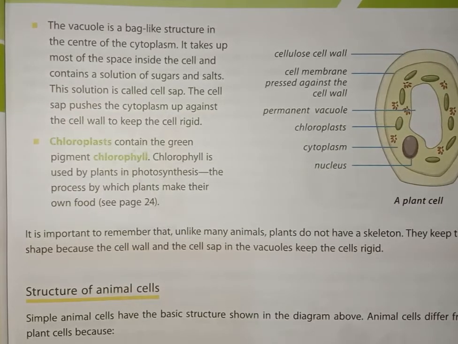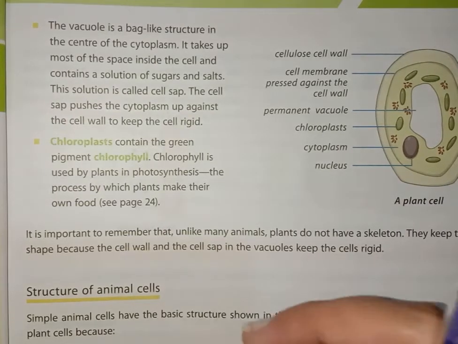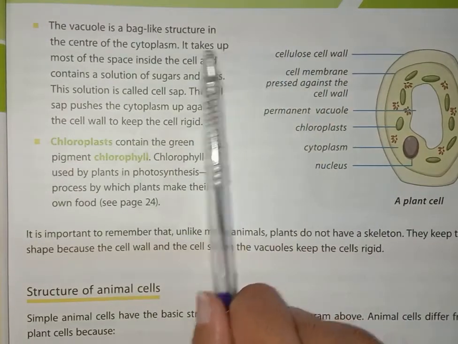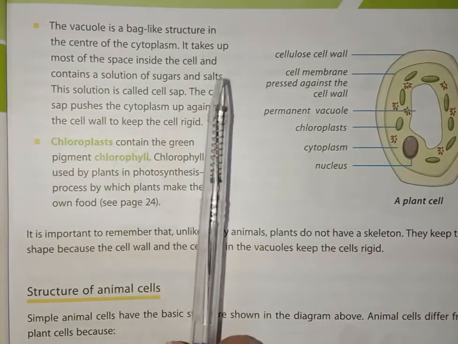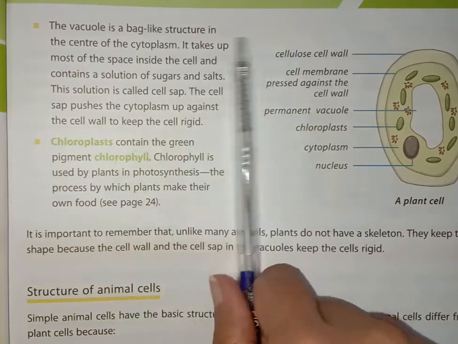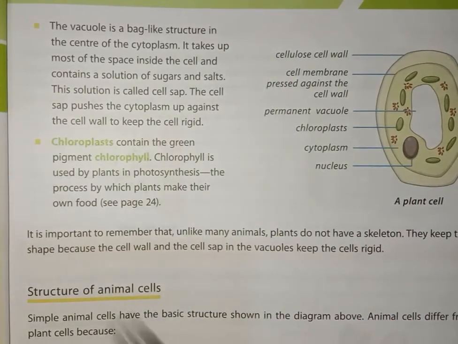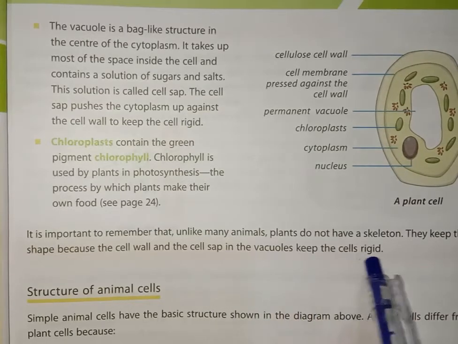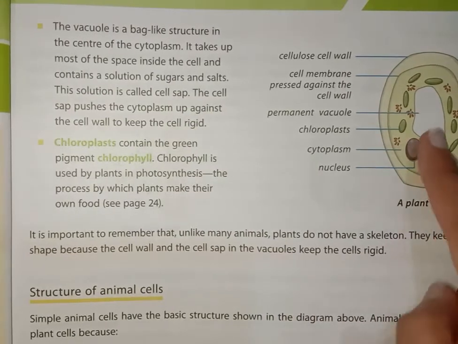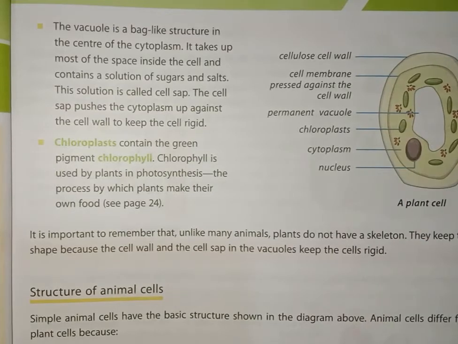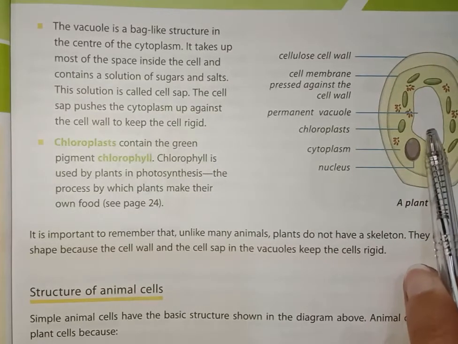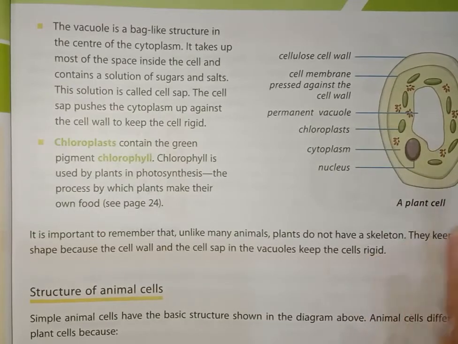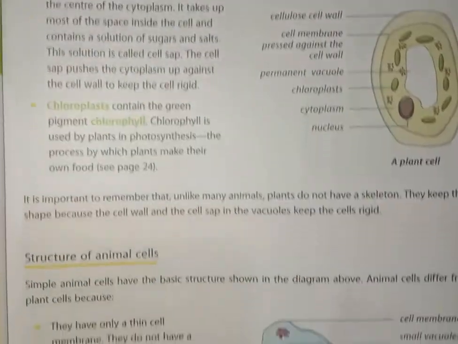So which thing is present in plants which keeps them raised? They don't have a skeleton, but they stand. They don't fall. The reason behind this is that the sap and the vacuole keep the cell rigid. The sap pushes outward and the wall pushes inward, so it keeps the cell rigid.